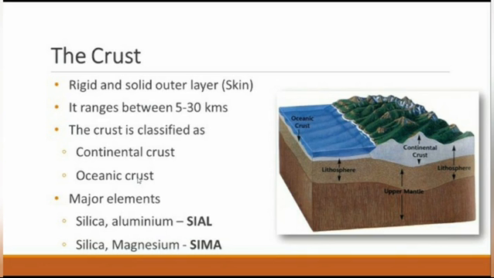Crust, outermost, solid and rigid layer of earth. Crust has been divided into continental and oceanic crust. Continental crust is made up of Sial, that is silica and aluminium. Oceanic crust is made up of Sima, silica and magnesium.